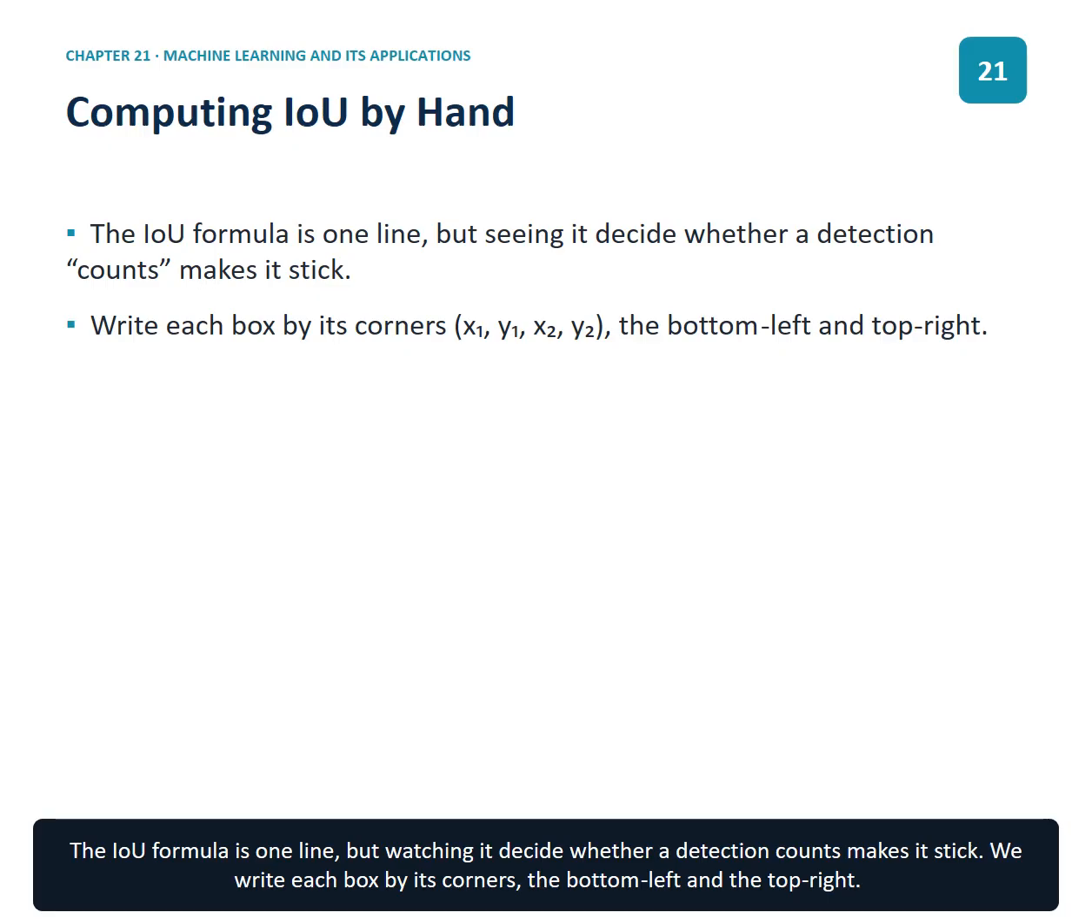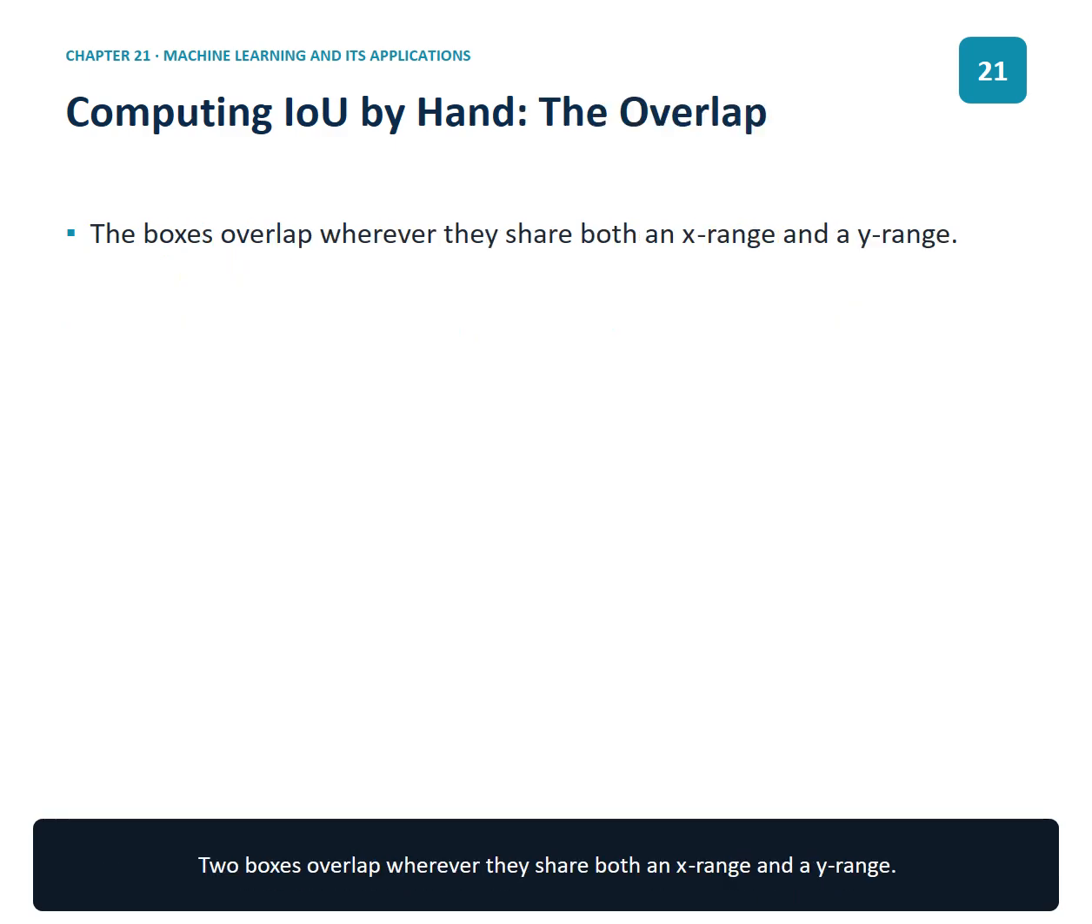We write each box by its corners, the bottom left and the top right. Two boxes overlap wherever they share both an X range and a Y range.